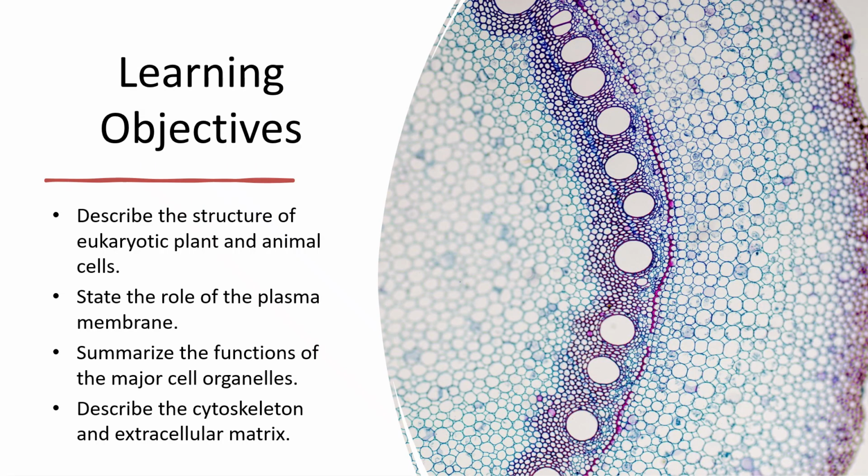By the end of this lesson, you'll be able to describe the structures that all eukaryotic cells share, distinguish between plant and animal cells, explain the role of the plasma membrane, and summarize the function of each major organelle. We'll also explore the cytoskeleton, the extracellular matrix, and intercellular junctions.